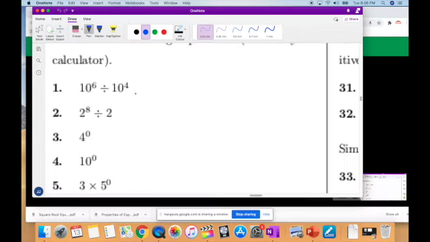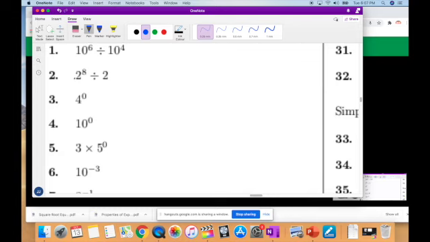So let's see. What's this first one? First one is 10 to the 6 divided by 10 to the 4, which is 10 to the 6 minus 4, is 10 squared. Everybody okay with that? So we have 2 to the power of 8. This is 2 to the power of 1. So that's 2 to the 8 divided by 2 to the 1, which is 2 to the 8 minus 1, which is 2 to the 7.